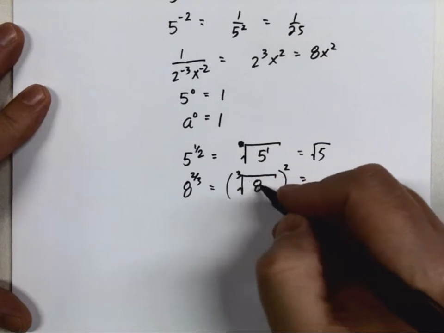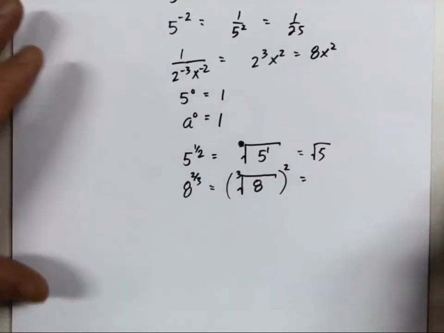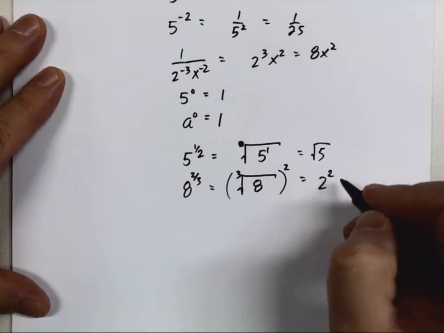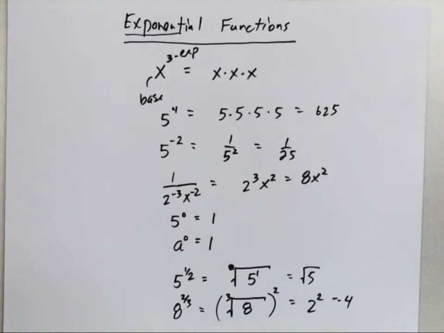Because then the cube root of 8, which means what number times itself, 3 times equals 8, is 2. And then you still have the square, the 2 squared is 4. All right, so that's a quick review of what we have done so far with exponents.